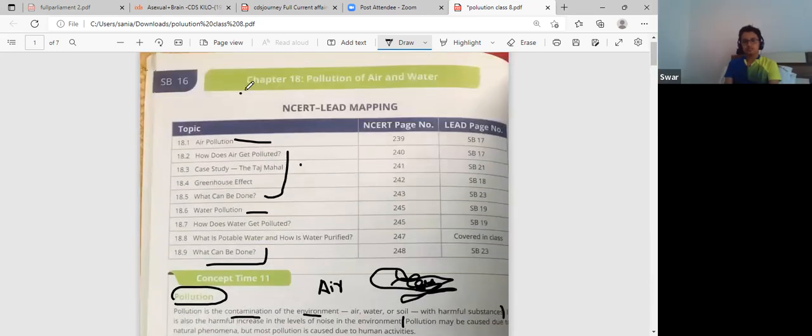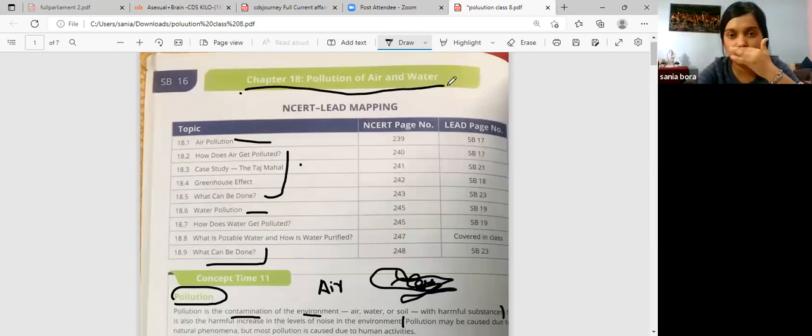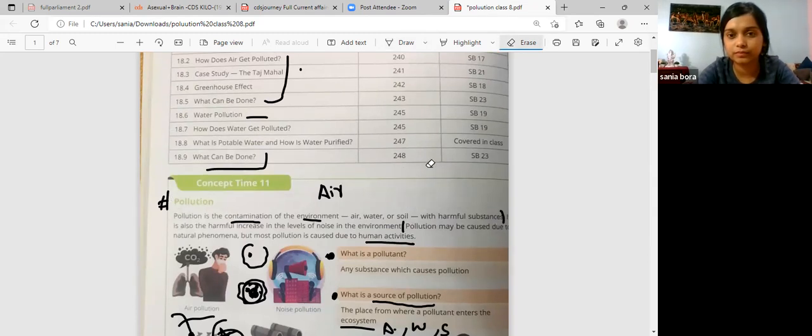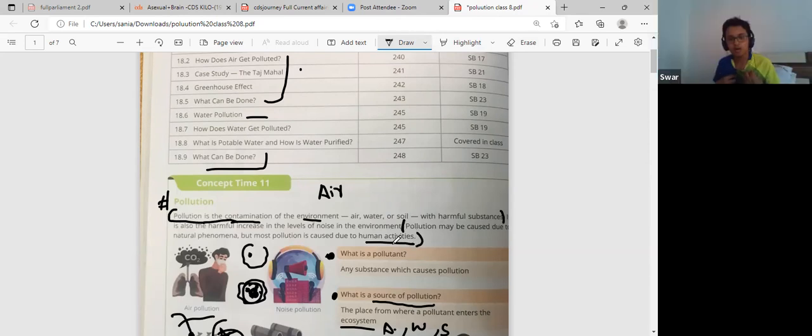So first you will write the chapter name, pollution of air and water, and then you will write hashtag pollution. In pollution you will write only 2 lines. Pollution is the contamination of the environment of air, this till here, and after that from here you will write pollution. This is the second point.